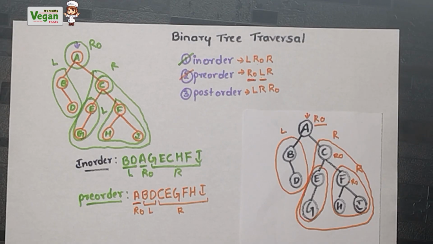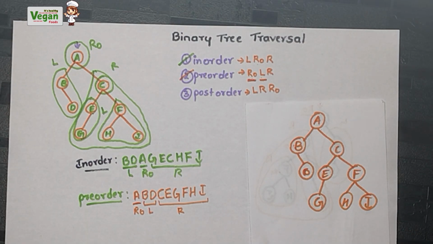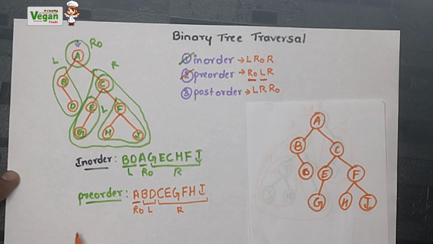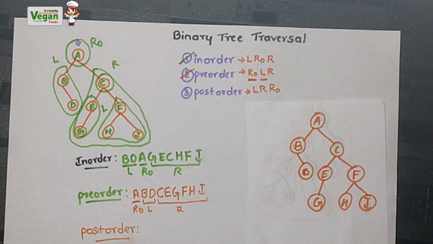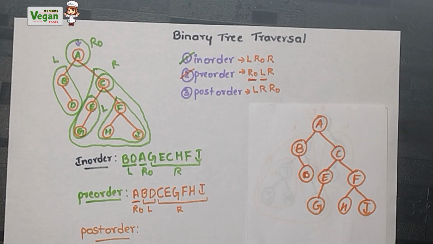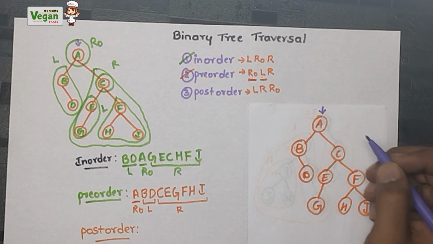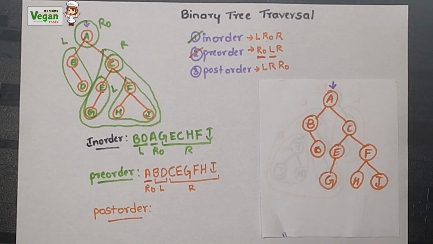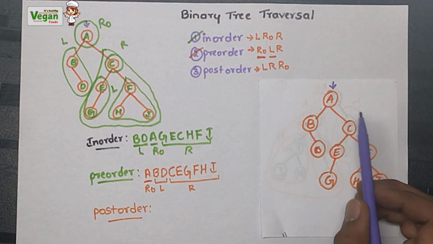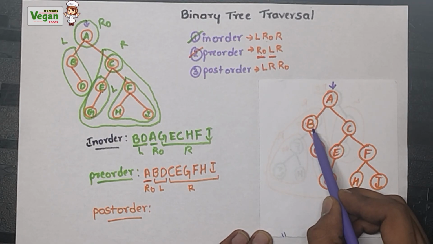Now let's write the post-order traversal. Let's consider the tree again. To write the post-order traversal, what is the formula? First you must go to the left node, next the right node, next the root node. So if you consider A as the root node, first you must go where? Left node. So I come to the left, B is there.